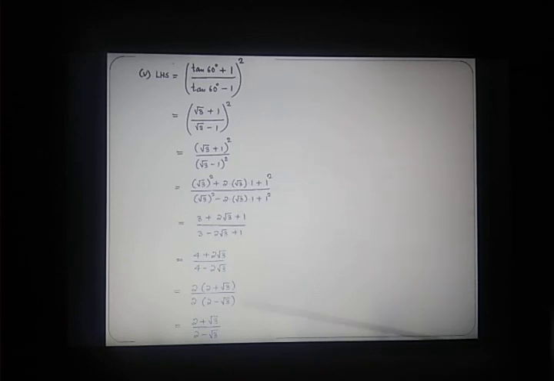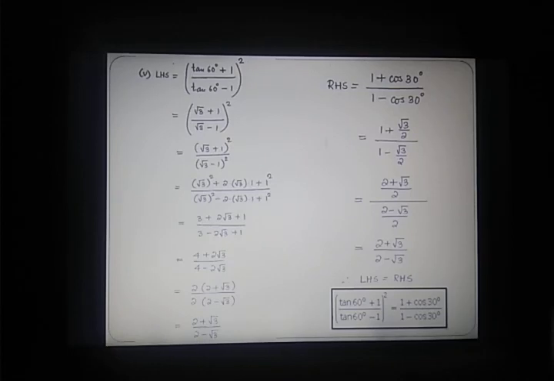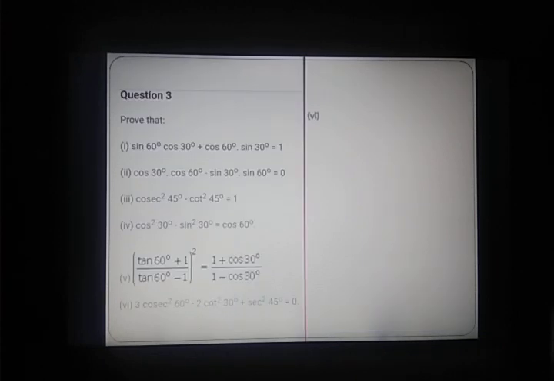So far we have seen that left hand side is this one, okay, and right hand side is this one. Now left hand side is this much, right hand side is this much. So clearly we see that left hand side is equal to right hand side, that is, this is done. So just pause the video to copy. Okay, so we'll see the sixth question.